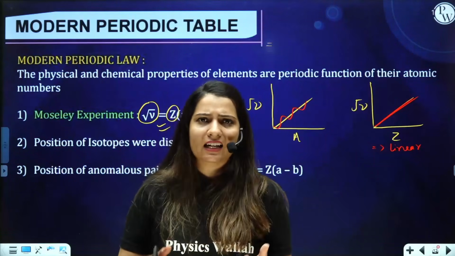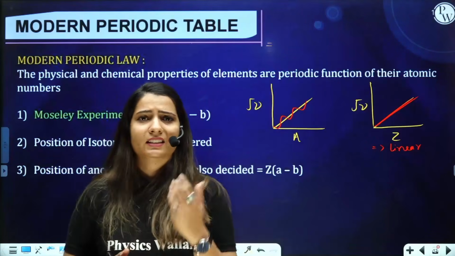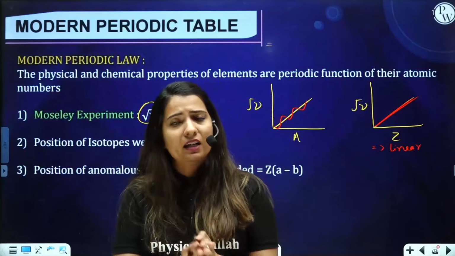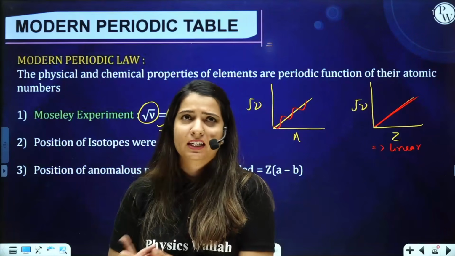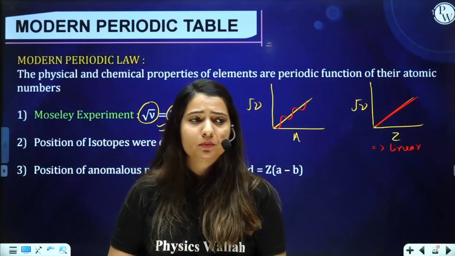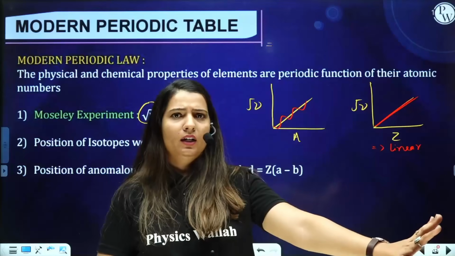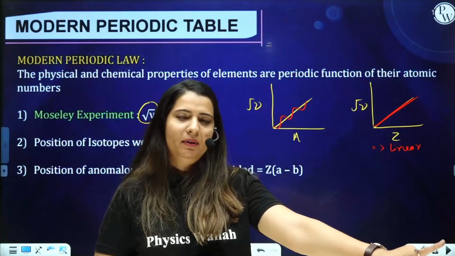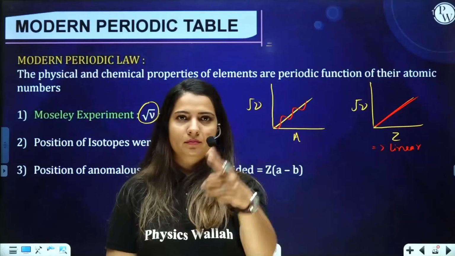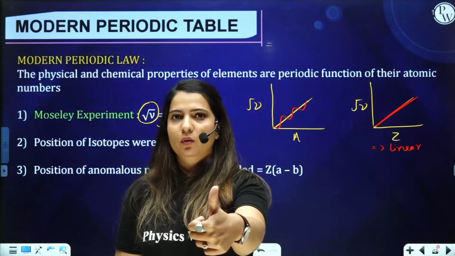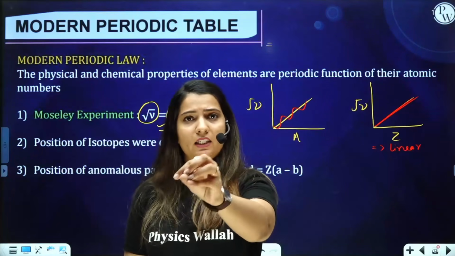This line was given by Moseley, but then other scientists did other work and experiments, and the final periodic table was given by Bohr, Bury, Warren and some other scientists. Mendeleev did very good work, but there was one problem: increasing atomic mass, so anomalies were present. Moseley did the experiment, calculating root of frequency against atomic number. The graph came out linear, and he told all this to the scientists.